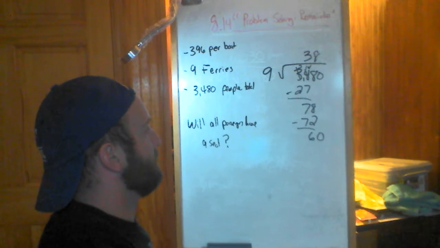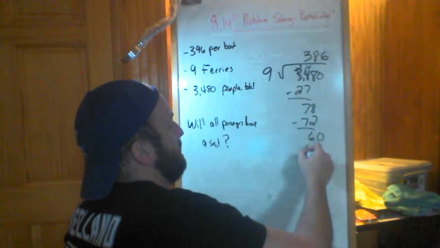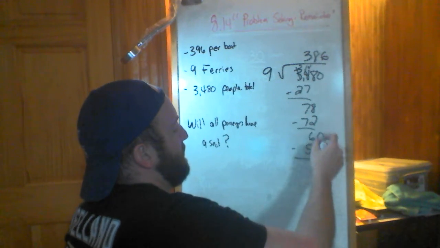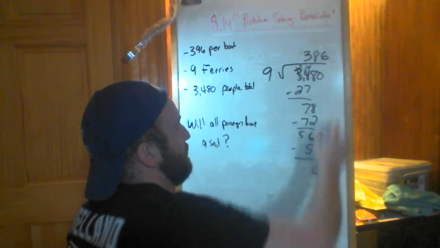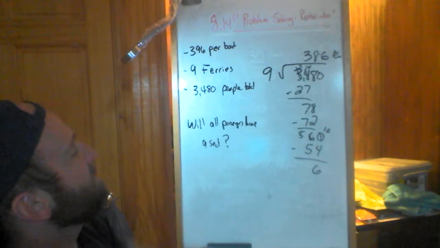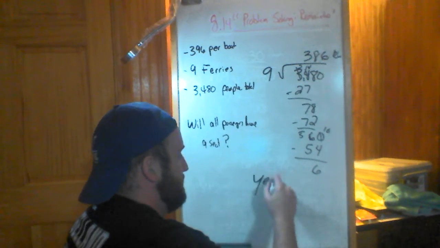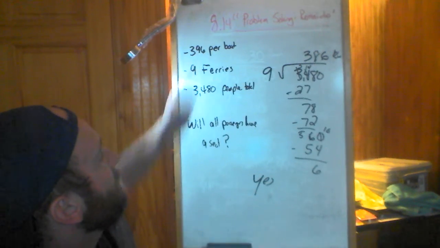9 can go into it 6 times. That's 54. And once we subtract that, we should get a remainder of 6. So 386, is that smaller than 396? Yes. So the answer would be yes. If our answer for this problem is smaller than the capacity per boat, it will work.